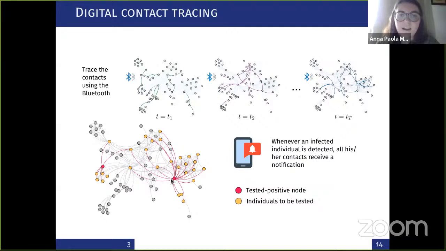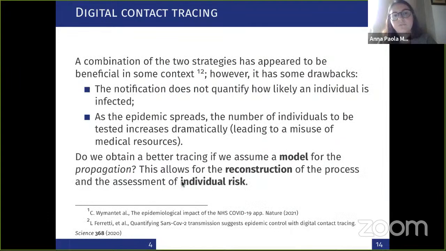Suppose that now we have all the temporal contacts of this small network, and we observe that two nodes of this small network are infected. The server can check the recent contacts and give a notification to these individuals, and they have the right to be tested for the virus. So a mixture of these two strategies seems to be very effective in some regions of the world.